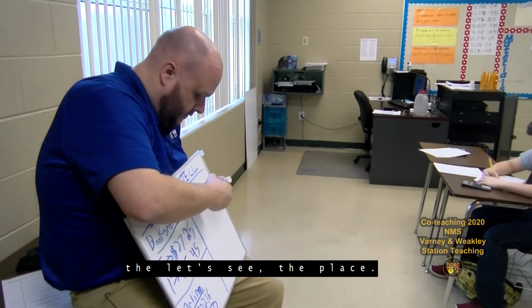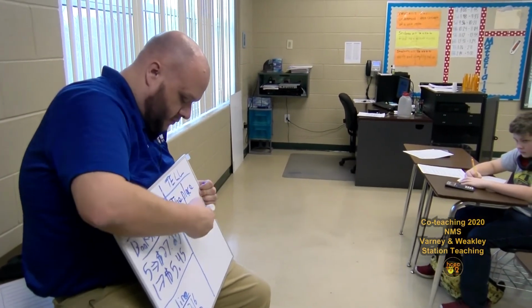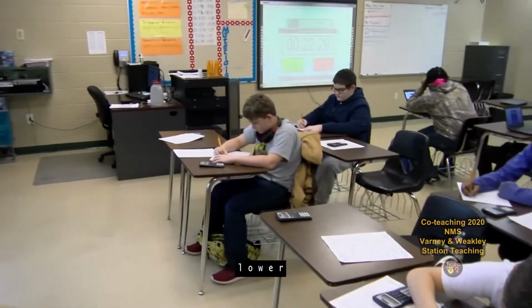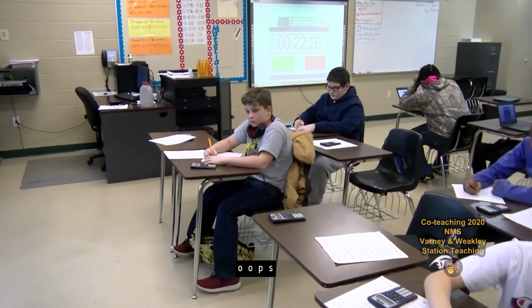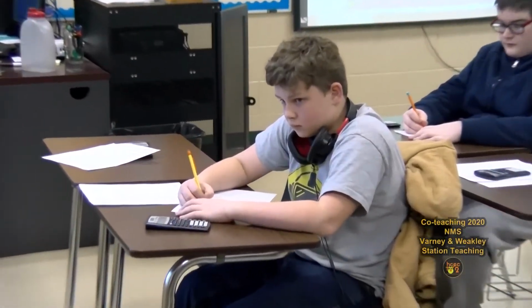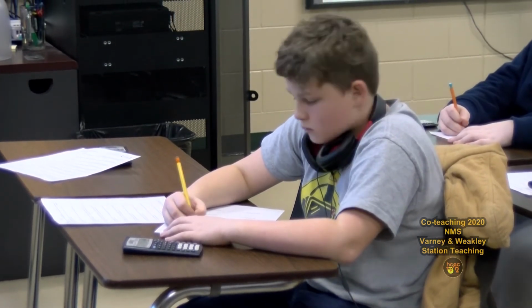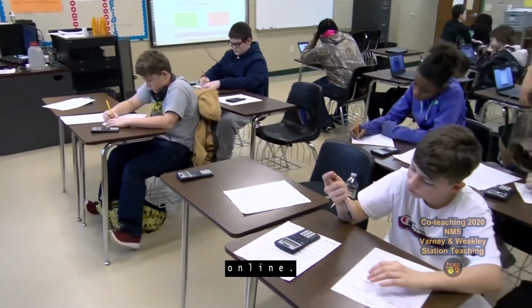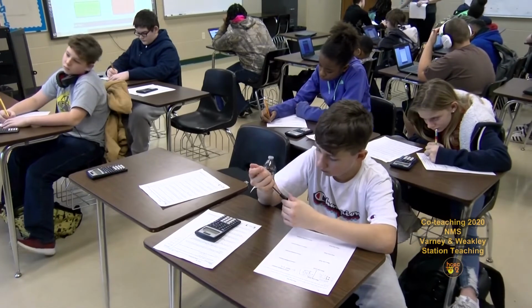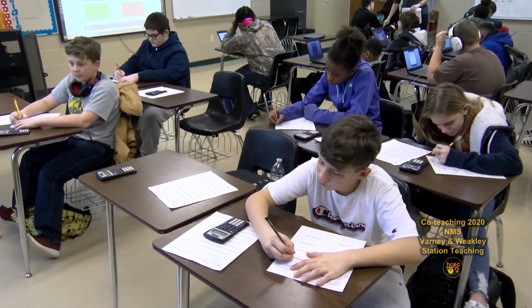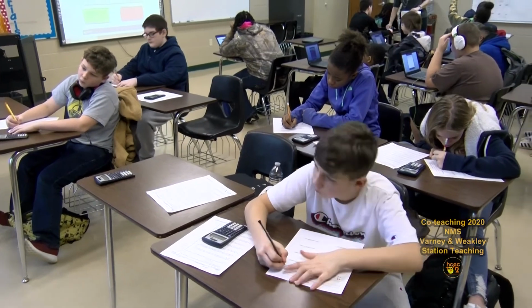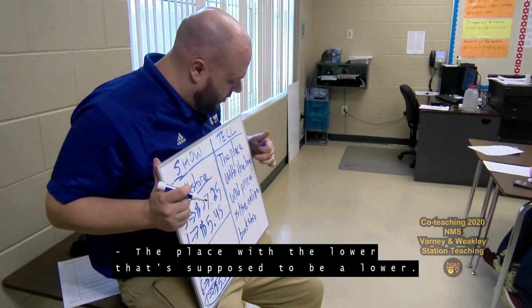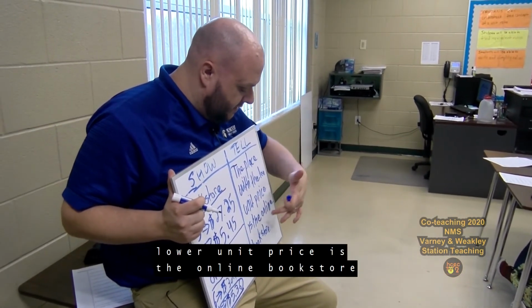Let's see here, the place with the lower unit price is the online bookstore. Done. The place with the lower, that's supposed to be lower, I kind of ran out of room. Lower unit price is the online bookstore.